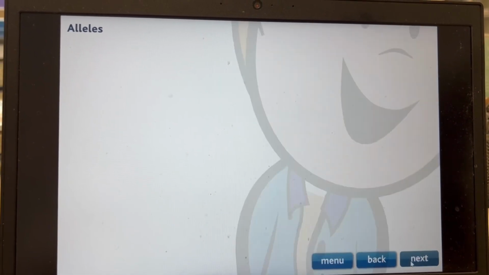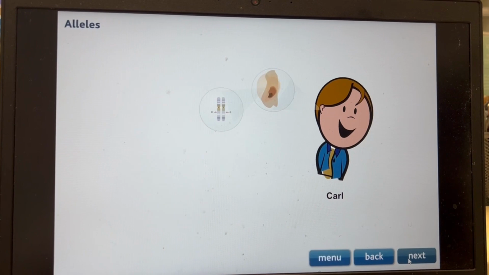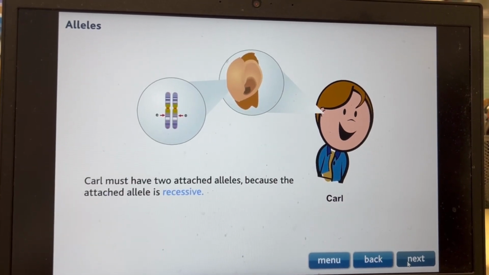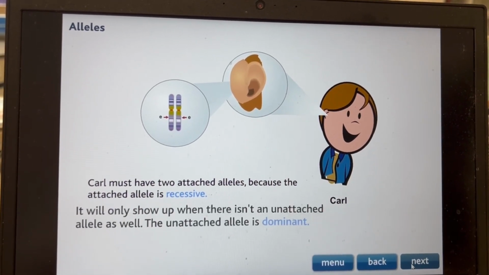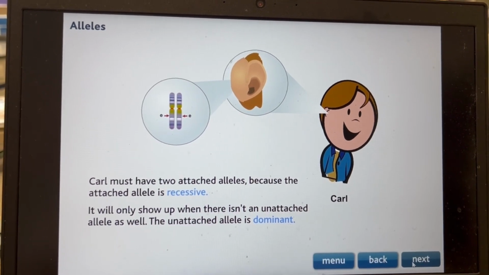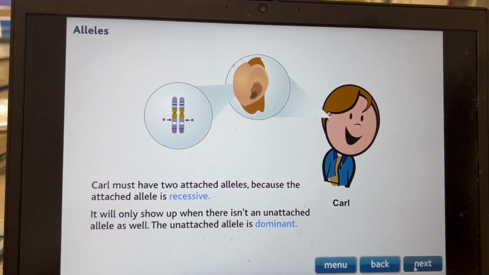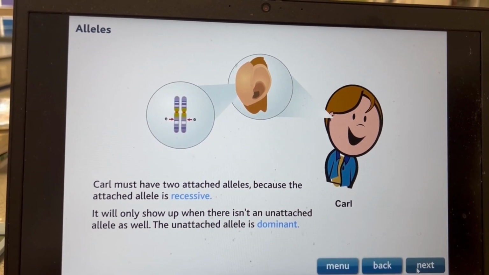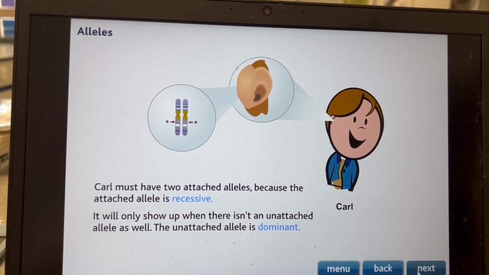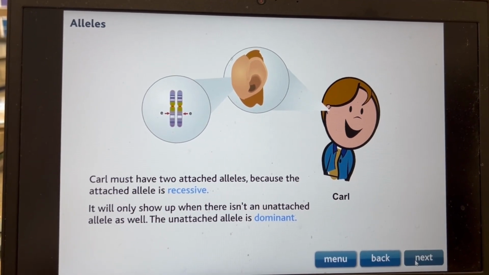Let's look at Carl and his attached earlobes. He has two that are the same, and because this is a recessive, he is homozygous for the attached allele. It will only show up when there isn't an unattached allele because dominant, remember, covers up the recessive gene.